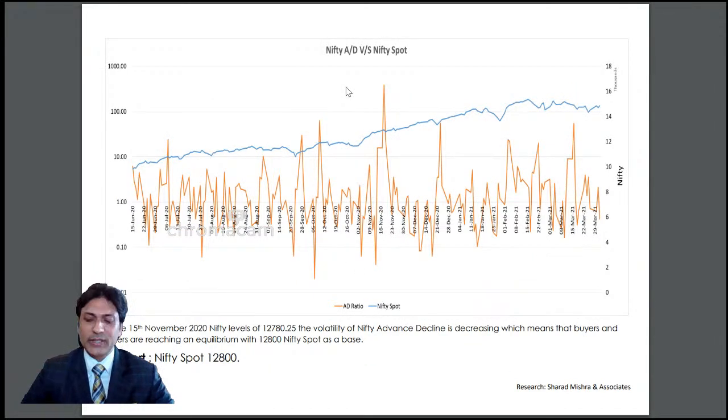Similarly, if we look at the Nifty advance decline versus Nifty spot, then we can see that the Nifty support is 12,800. So all the data shows that 12,800, 13,100 is a very strong support on the downside. 14,700, 800 is a very strong resistance on the upside. We have shared the data for index futures and options, stock futures and options, and cash stock buying and selling also. So this is the data.